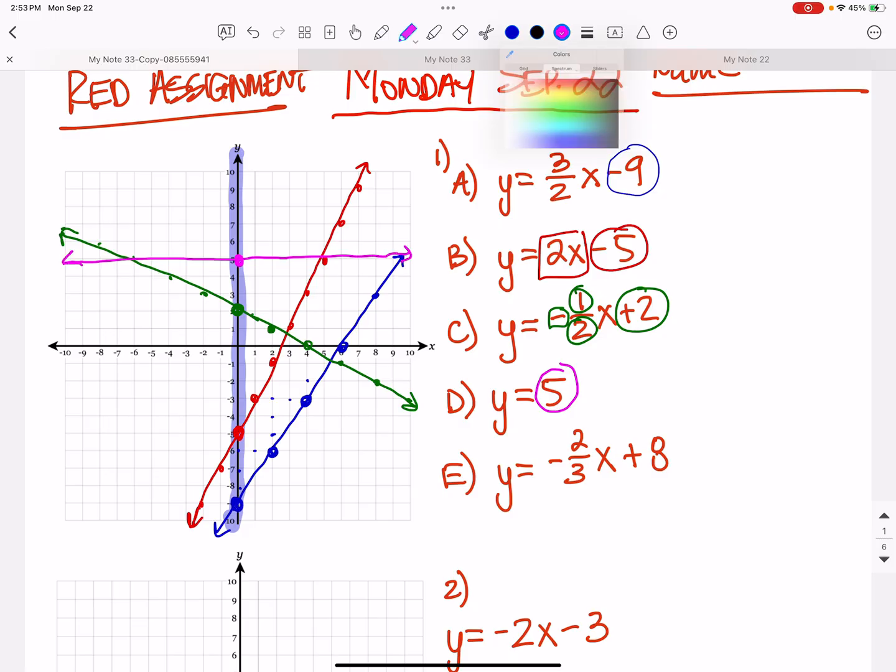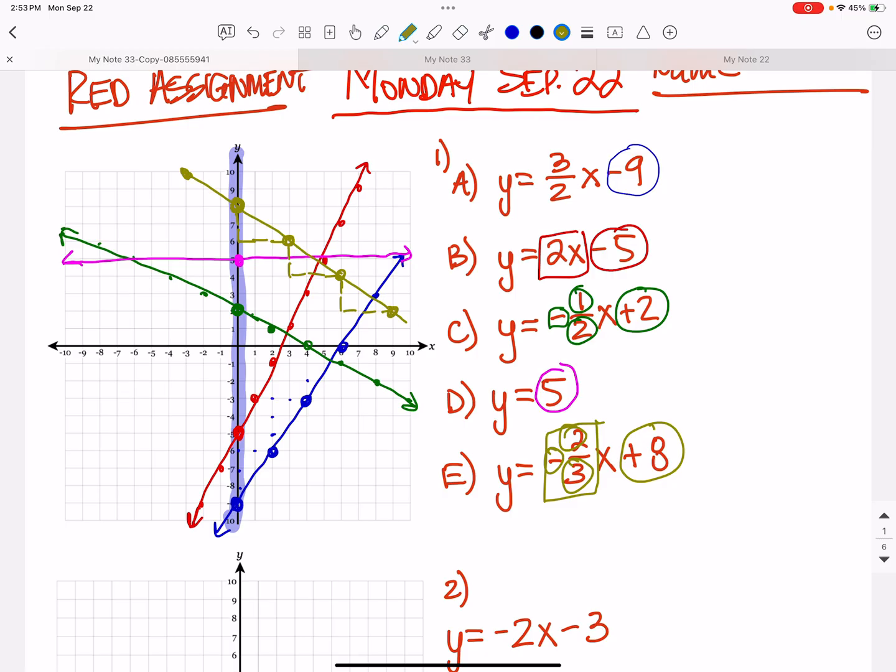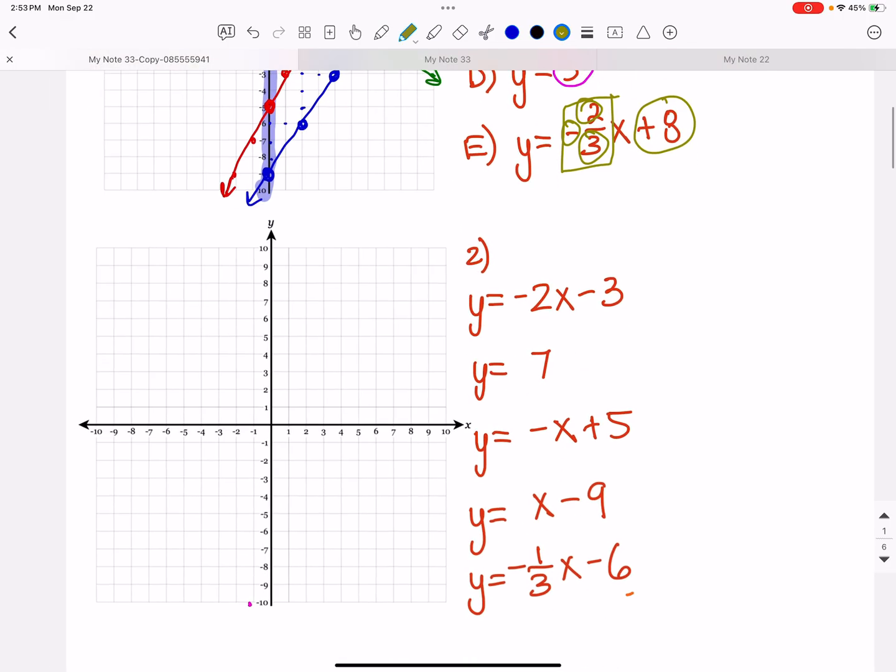Okay, let's do one more. Let's do it in goldish. Starts at +8, which is right there. He loses $2 every 3 days. Loses 1, loses 2 every 1, 2, 3 days. Boom. And I do the past. And there we go. Next one, keep going.